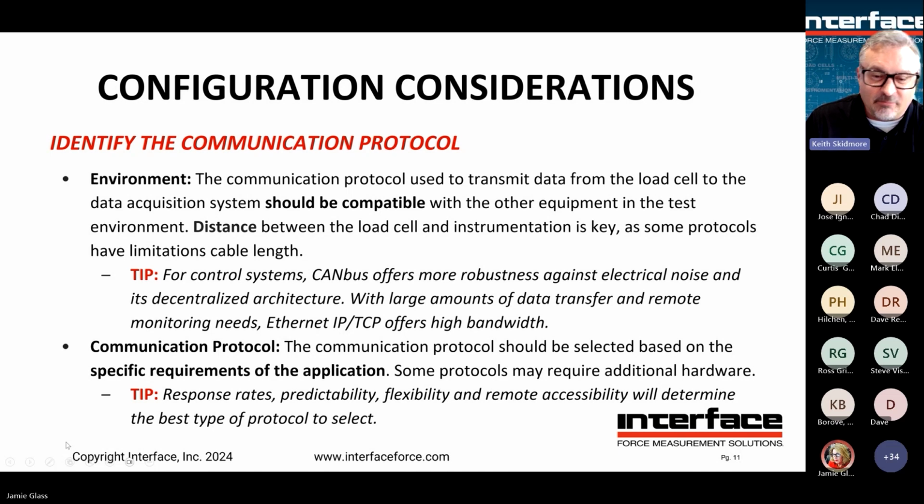Say control systems, CAN bus can offer robustness against electrical noise, and something like Ethernet TCP/IP offers very high bandwidth. That's like your typical intranet connection, right? Communication protocols should be selected based on the specific requirements of the application. Some protocols may require additional hardware. Response rates, predictability, flexibility, and remote accessibility all determine what protocol might be more desirable.